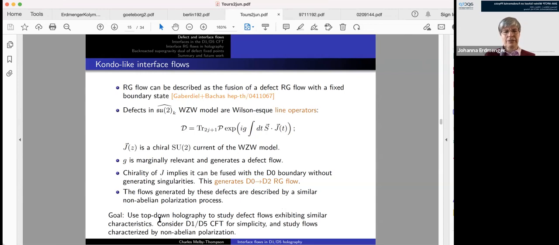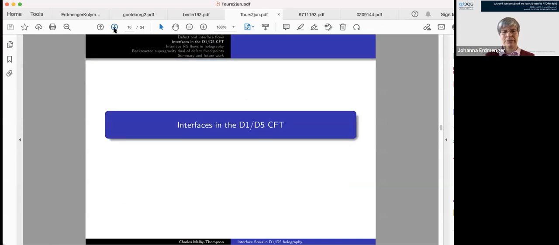Okay, so what we did in this paper with Christian Notte and Charles Melby Thompson is we used top-down holography again to study defect flows exhibiting a similar characteristic to this puffing up of D0 into D2 branes. That would be in type 2A. Now we go to type 2B, where we have this D1-D5 CFT, which creates an AdS3 dual space together with an internal S3. And then we study RG flows characterized by this non-abelian polarization. This is a very stringy thing, and I don't want to go into all these technical details now, but if somebody is interested, I recommend looking at it.